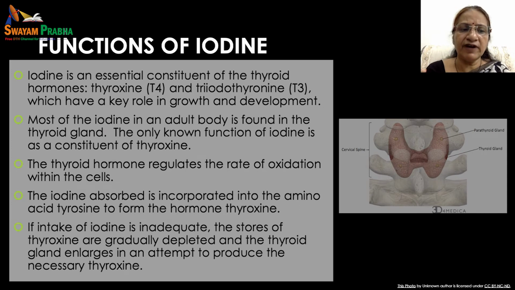If intake of iodine is inadequate, the stores of thyroxine are gradually depleted and the thyroid gland enlarges in an attempt to produce the necessary thyroxine.